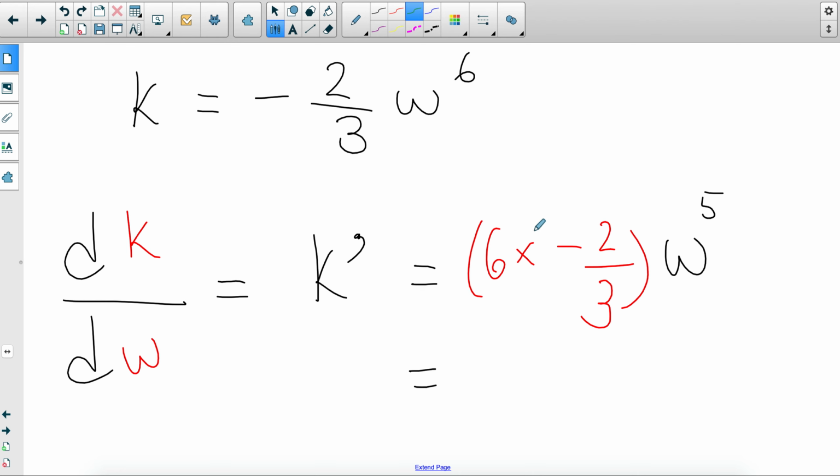And this you can simplify without using a calculator. This is 6 over 1. And this cancels out with the 3. So 6 divided by 3 is 2. 3 divided by 3 is 1. And so you end up with 2 times negative 2, which is negative 4. 1 times 1, which is 1. You don't need to write that. And you have your w to the power of 5. You can also use your calculator for this. So these are the two main things I wanted to focus on.